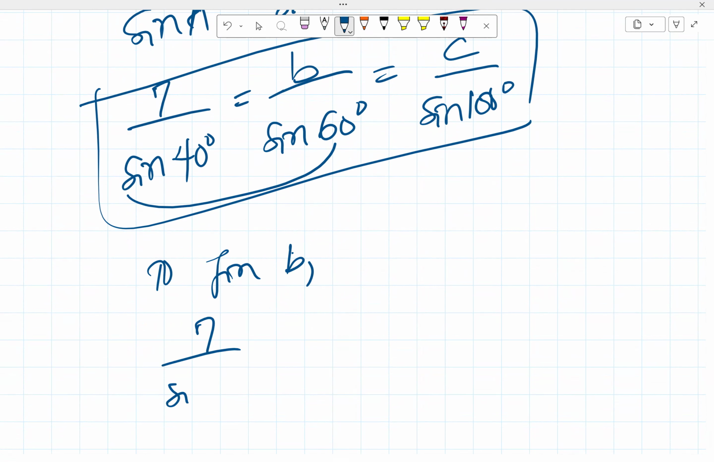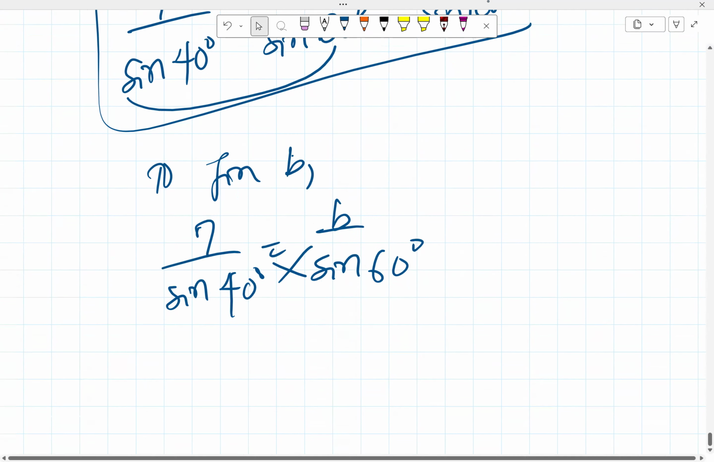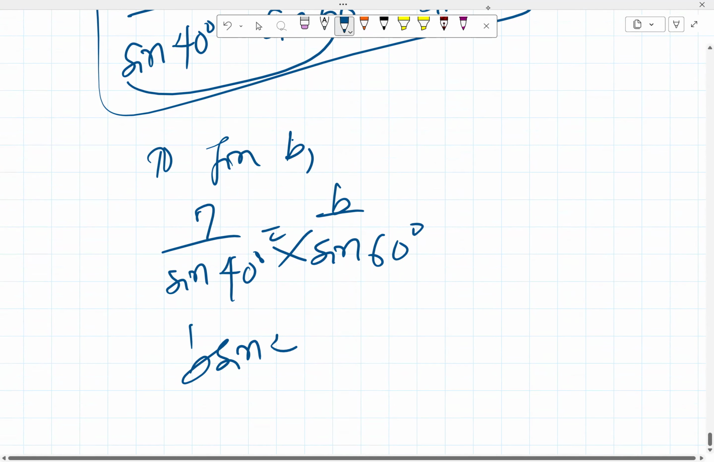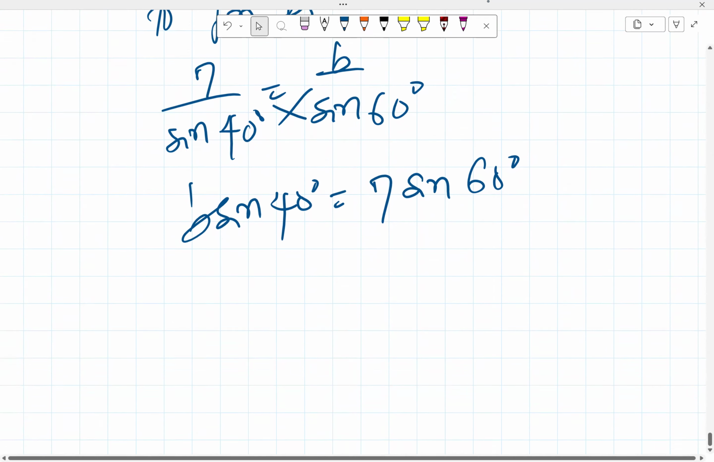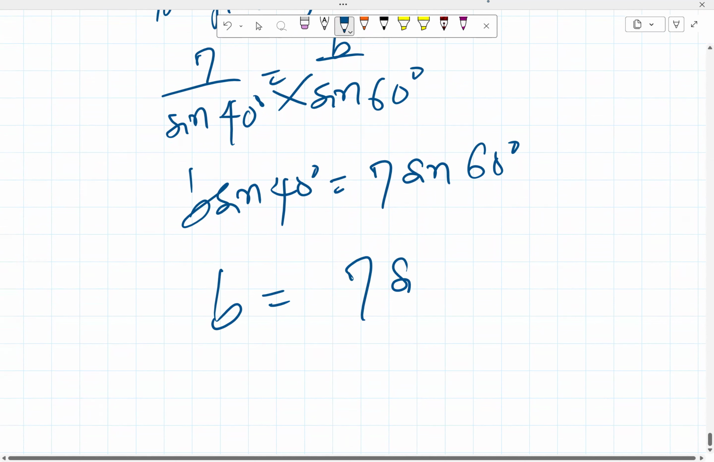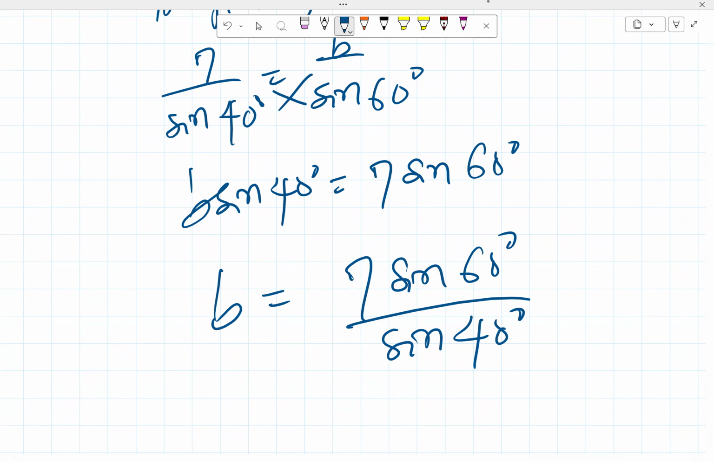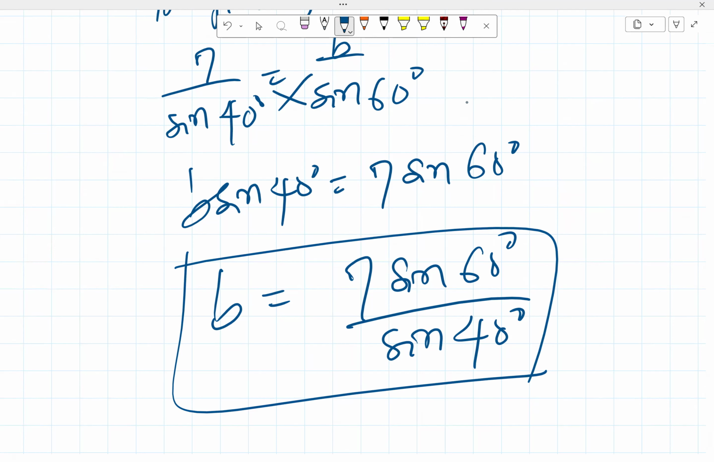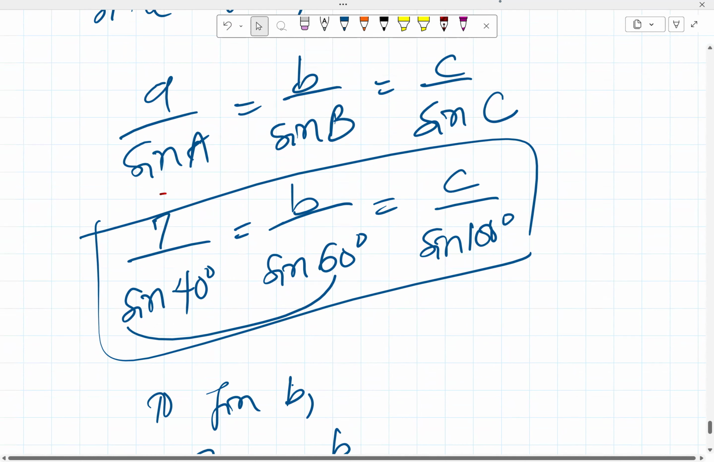We have 7 over sine 40 degrees equals b over sine 60 degrees. So cross multiply. So you have b sine 40 degrees equals 7 sine 60 degrees. So that means that b alone, which you're looking for, is 7 sine 60 degrees, divide both sides by sine 40 degrees. Sine 60 is, I think, root 3 over 2, but you can punch your calculator and you get your b here.